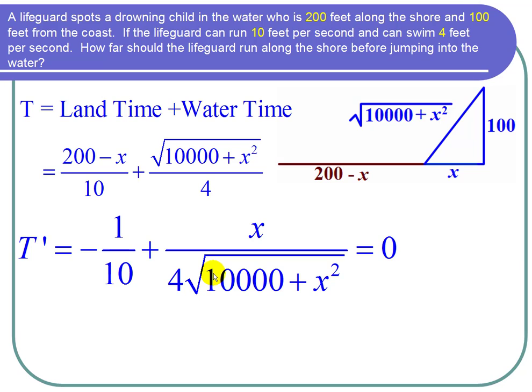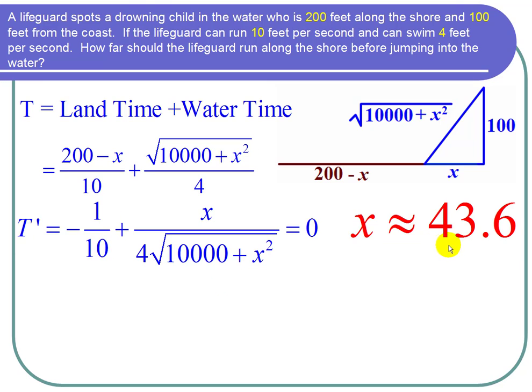So 200 minus x is 200 minus 43.6, or 156.4. And now we can answer the question. The answer is, the lifeguard should run about 156.4 feet along the shore before jumping in. And I'm done with the problem.